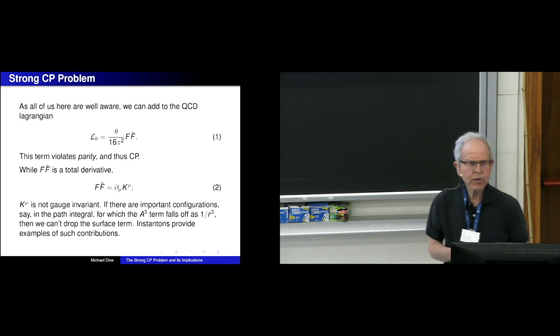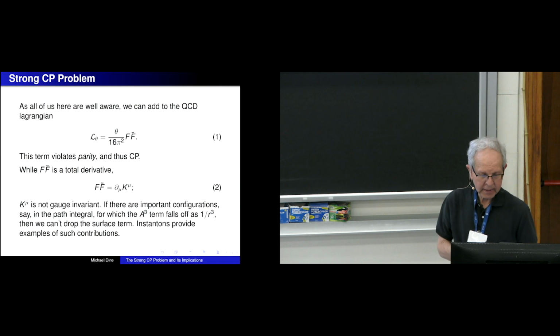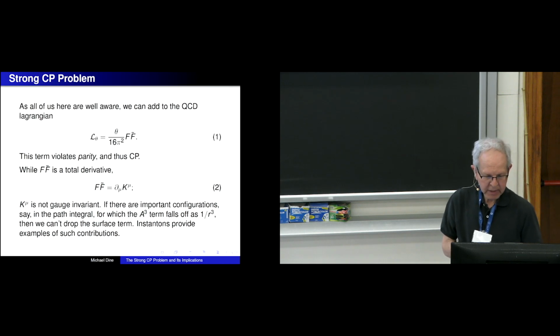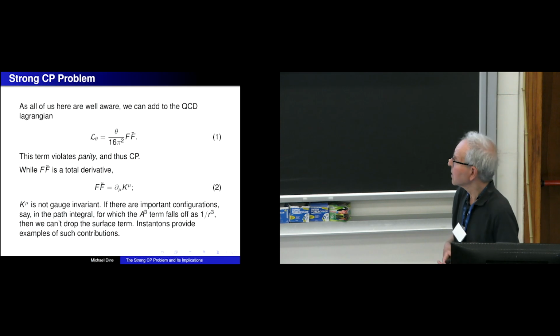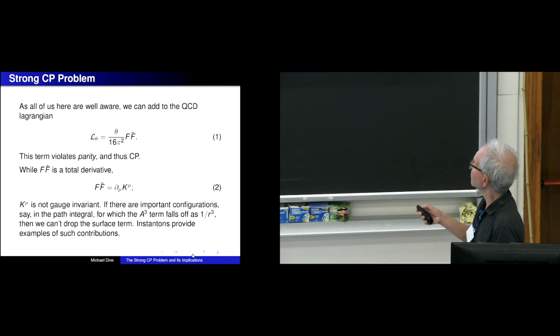So all of us are well aware that we can add to the QCD Lagrangian a term, L theta, which is theta over 16 pi squared F F dual. This term violates parity and thus CP. And while F F dual is a total derivative, F F dual is partial mu of some current.